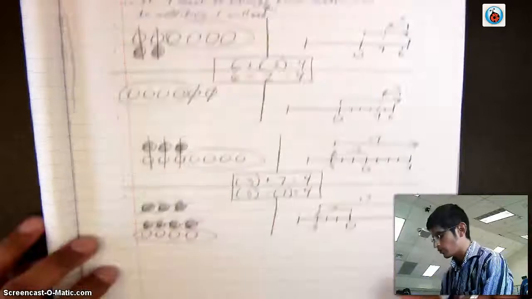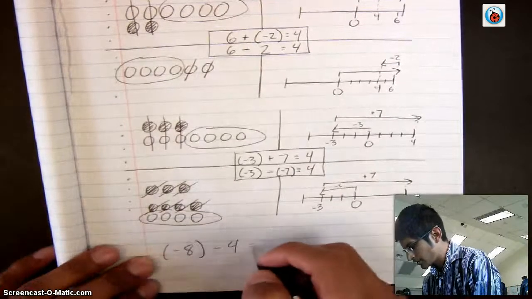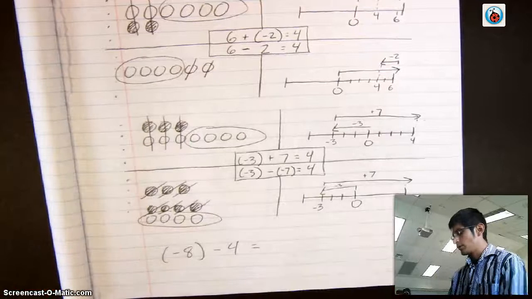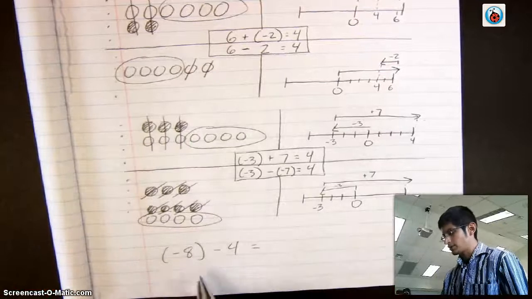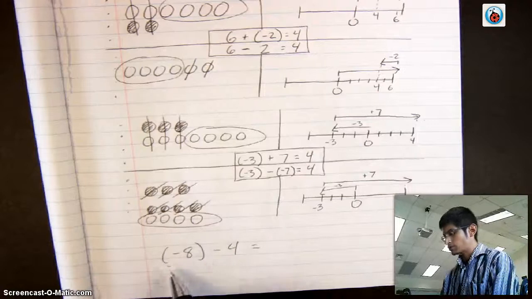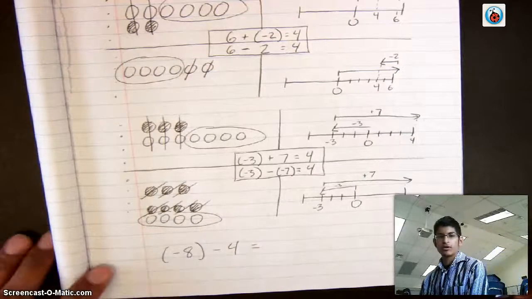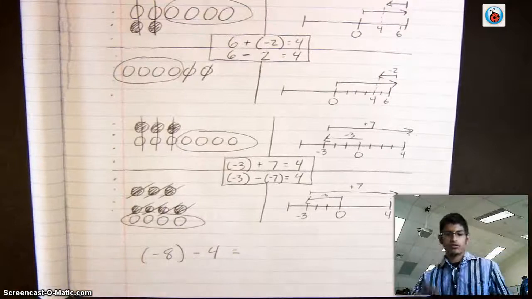Let me give you an example, and hopefully tomorrow you can answer it in class. Negative 8 minus 4 equals what? And what would this look like if this was an addition problem? What can I add? How can I write this as an addition problem that will still give me the same answer? We'll talk about this tomorrow during class, and I'll see you tomorrow.